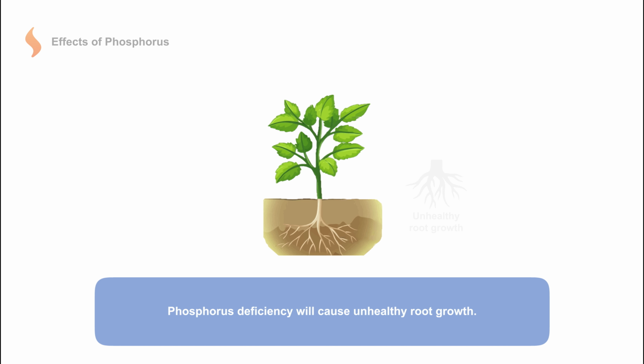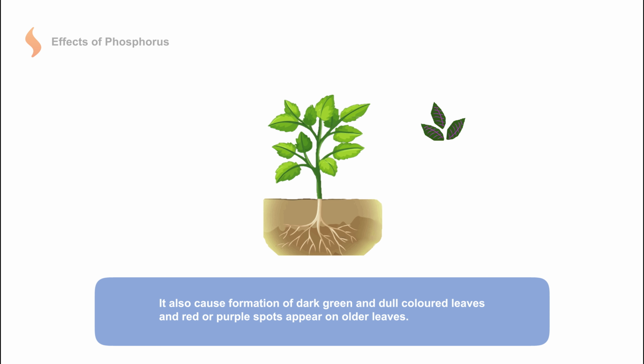Phosphorus deficiency will cause unhealthy root growth. It also causes the formation of dark green and dull-colored leaves, and red or purple spots appear on older leaves.